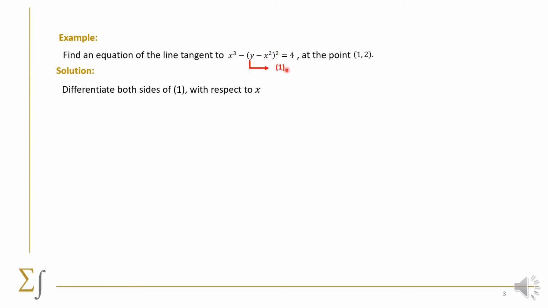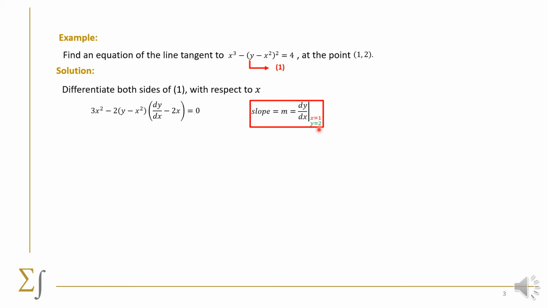Now let's see what we will do. Here's the 3x squared, and then here is the minus 2, here's the bracket to the power 1, and here is the derivative of the inside. The derivative of the inside is dy by dx for y, and the second term, minus x squared, is differentiated to be minus 2x. This is equal to the derivative of 4, which is a constant, which is equal to 0.